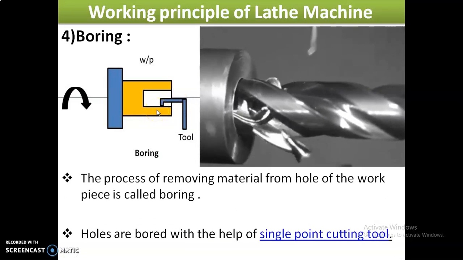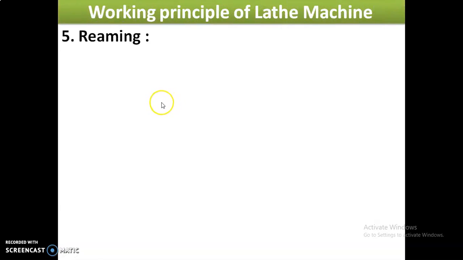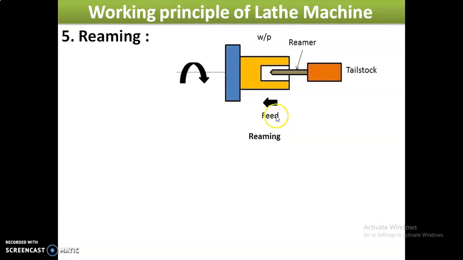Now let us see the fifth operation, that is the reaming operation. This is a reaming operation diagram. In reaming, we have to feed the cutting tool in the direction parallel to the axis of the workpiece. So what is reaming operation? It is the process of enlarging holes.